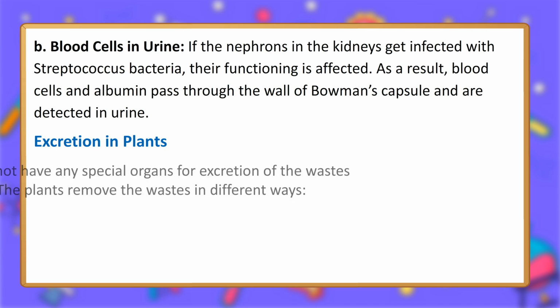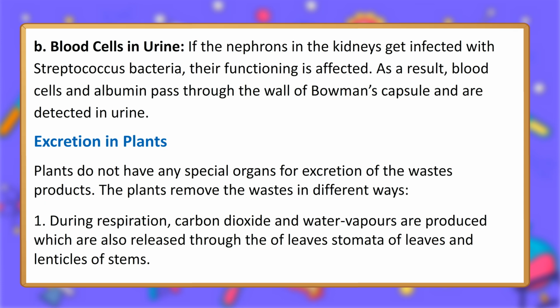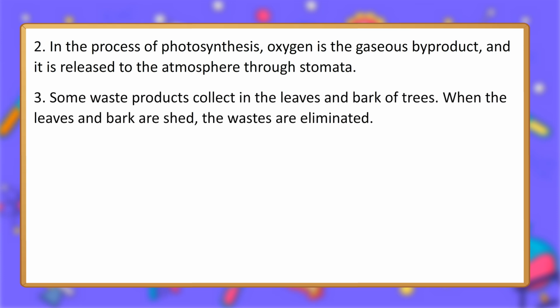Excretion in plants. Plants do not have any special organs for excretion of the waste products. The plants remove the wastes in different ways. 1. During respiration, carbon dioxide and water vapors are produced which are released through the stomata of leaves and lenticels of stems. 2. In the process of photosynthesis, oxygen is the gaseous byproduct, and it is released to the atmosphere through stomata. 3. Some waste products collect in the leaves and bark of trees. When the leaves and bark are shed, the wastes are eliminated.